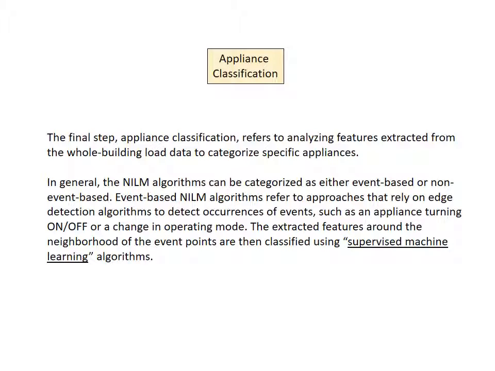So the third step in this general framework for non-intrusive load monitoring is appliance classification. After we get the signal from a smart meter, we pull out the useful information. In this case, we're really looking at changes in the signal, whether it's based on devices' frequencies or their steady state power consumption. Then we're trying to take that extracted data and match it up with individual appliance data.